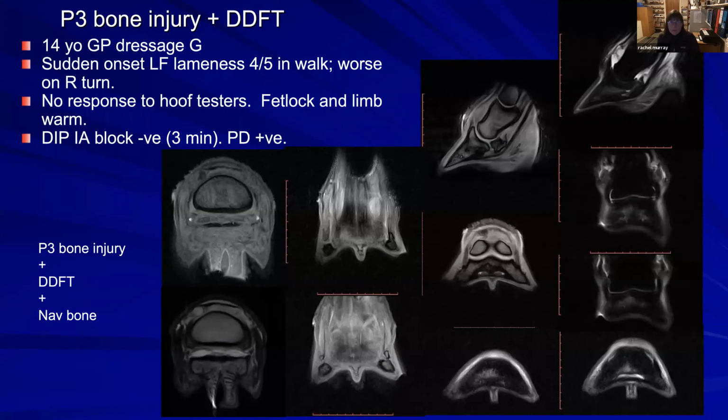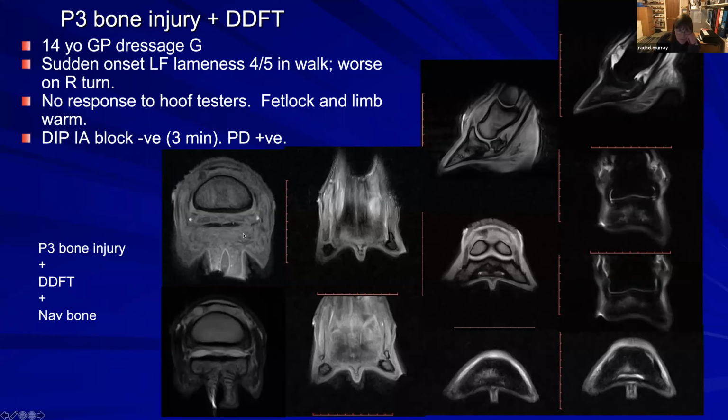What about distal phalanx bone injury? This is a 14-year-old Grand Prix dressage horse, which had a sudden onset, severe left forelimb lameness in the walk, which was worse on a right turn. The horse had no response to hoof testers, but the distal limb was warm, and a distal interphalangeal joint block was negative, but a palmar digital was positive.